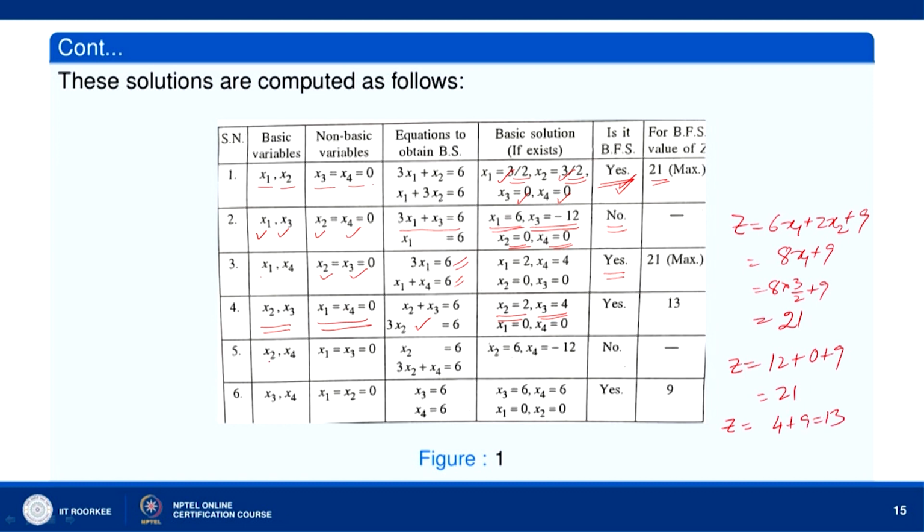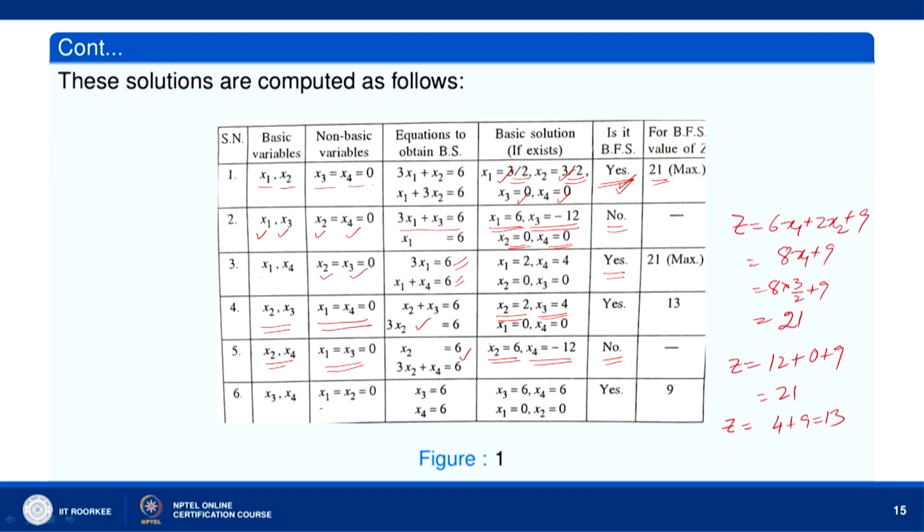And here x2, x4 are basic variables, and then x1, x3 are non-basic variables. Equations are this, and then we get x2 equal to 6 and we get x4 equal to minus 12. So, since x4 is negative, it is not a basic feasible solution. So, a basic feasible solution cannot exist.